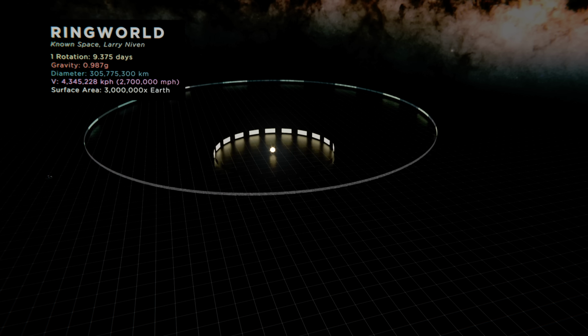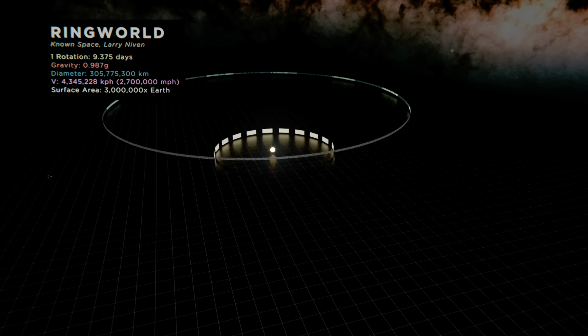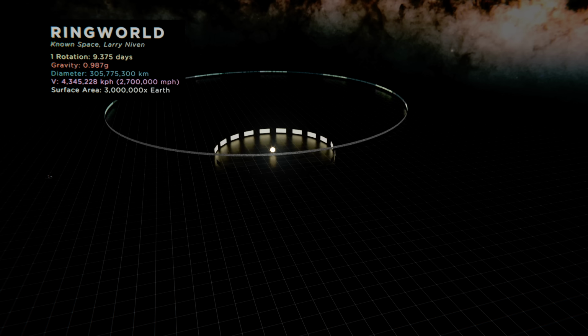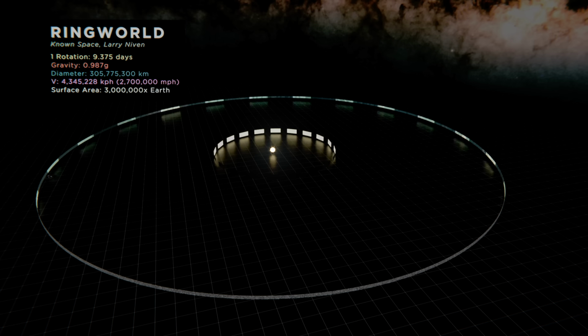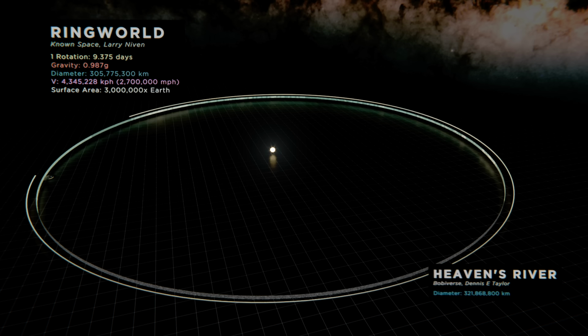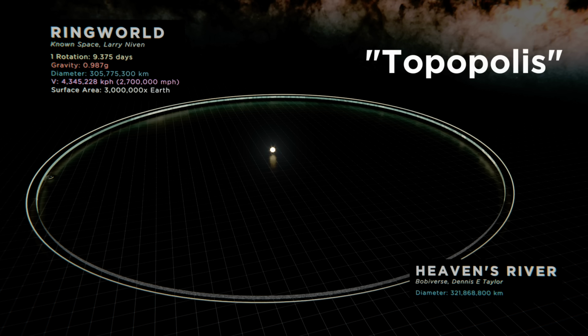So Niven then addressed this in the next book by adding Bussard ramjets around the ring to maintain its position and creating some drama for the story too, which I won't spoil. There's one more, and it's a new contender for the biggest boy in hard sci-fi megastructures. Heaven's River from the Bobiverse by Dennis E. Taylor. Heaven's River is a Topopolis.